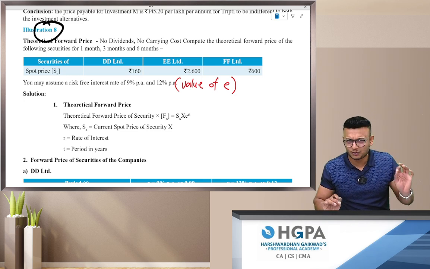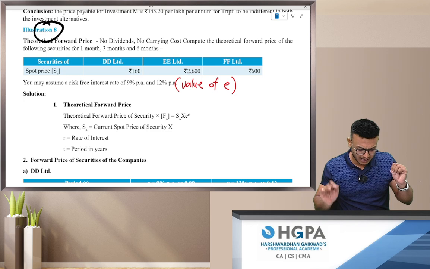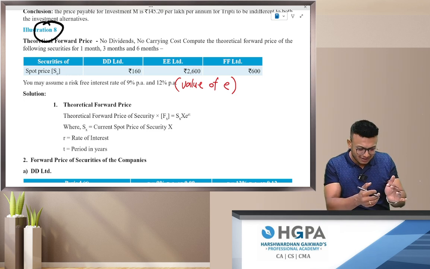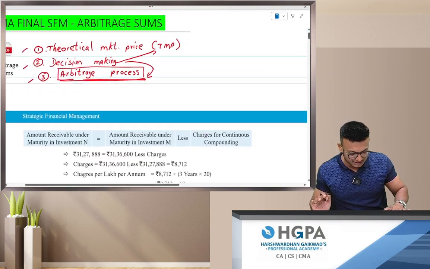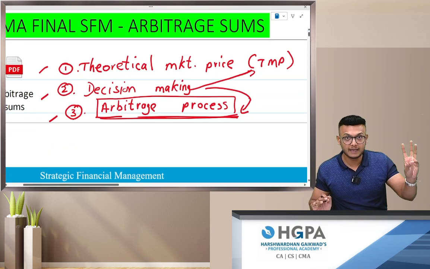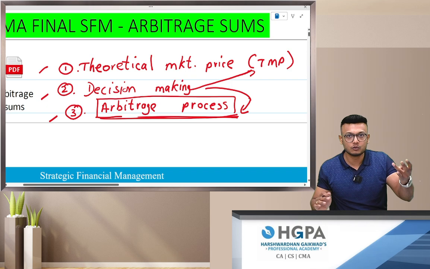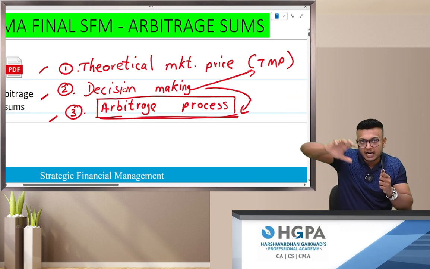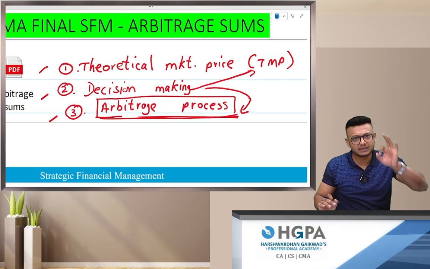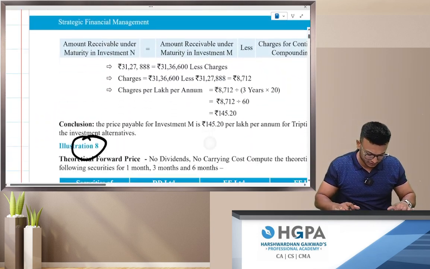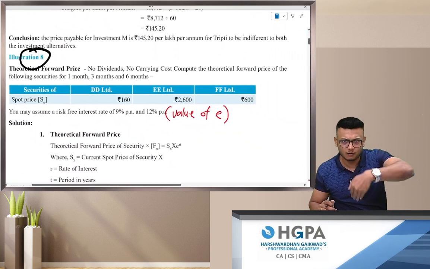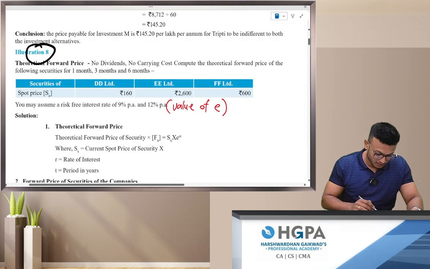Okay, I've already taught a lot of times. I'll teach you today, but एकदम आराम से ये पूरा concept आज आपका होने चाहिए. ये तीनों concept आपके दिमाग में होने चाहिए. TMP, decision making, how to do, मतलब it is overvalued, undervalued. That's all we do. Okay, and third is the arbitrage process. Can we start? Simple question, warm up करेंगे. First है एकदम, चलो.